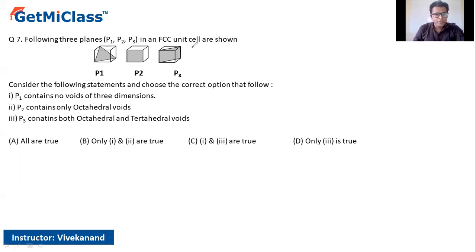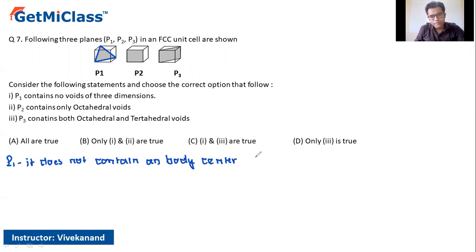Now, in this entire scenario, we need to take into consideration these particular planes. So let's speak with respect to the P1 condition over here. In this case of P1, it is not possible for this particular plane to have a body center octahedral void. So P1 does not contain a body center octahedral void.